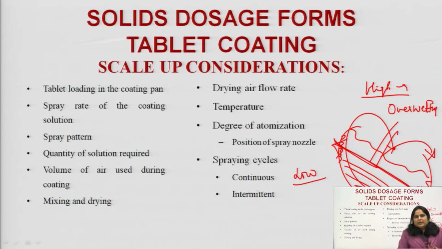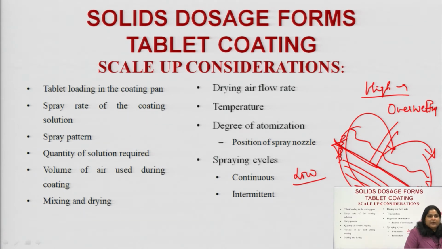so as to prevent excess coating solution from being wasted. Then the next one is volume of air used during coating, because the coating solution is evaporated, is dried with the help of air. So what quantity of air is to be inserted into the coating pan is very important for the drying process or the evaporation of the coating solution. Then mixing and drying temperature specifications are also important for optimization of the scale up process. Then drying air flow rate, the air which is used for drying, is important.